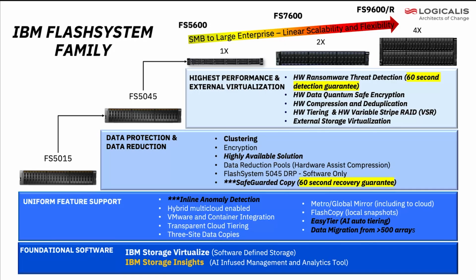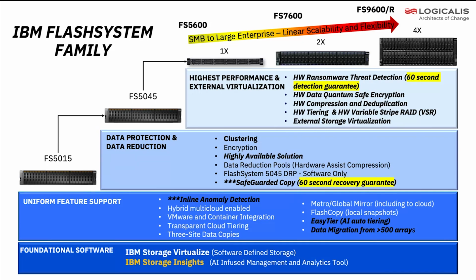This is something none of our competitors are doing. All of our competitors, if you want to do ransomware threat detection, or if you want to do compression and dedupe, you're going to have to do that on the software, and that will mean there's a performance impact. That's something that really sets the FlashSystem apart, is that we have no performance impact to do any of these things because it's doing it on the drives.